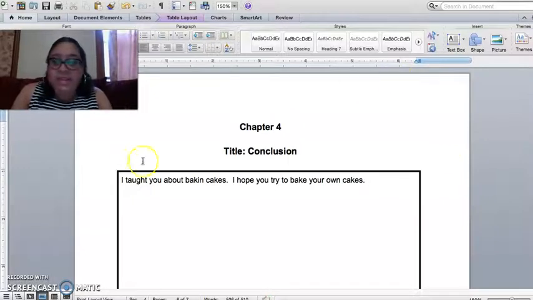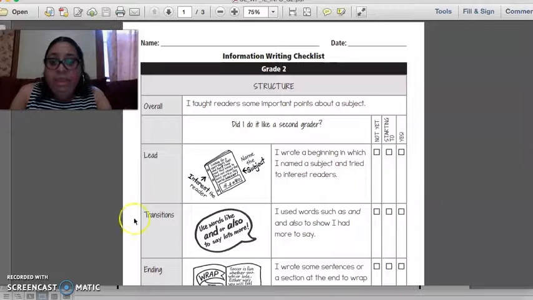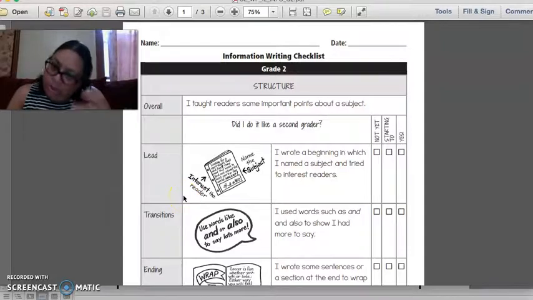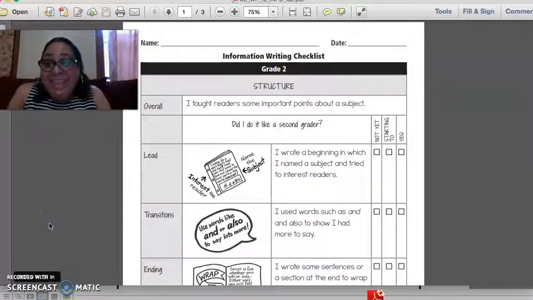So writers, today I showed you how to get ready for publishing. We get ready for publishing by using the checklist to check our own writing. If there's anything you missed, go back and add it. So I can't wait to read your published pieces today. Remember to use the checklist to self-assess and get ready to publish your pieces.